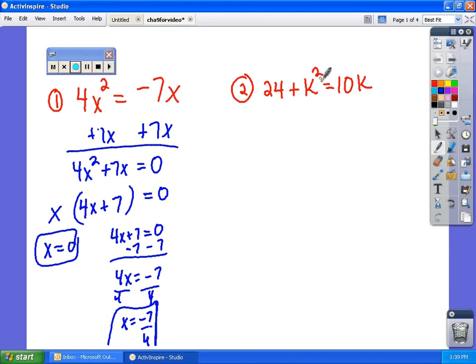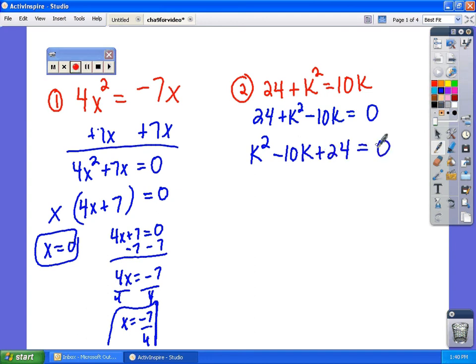Next one, same kind of problem. It's a quadratic because it's k squared, so I have to get it equal to 0. So I move the negative 10k over. But then I notice that it's not in descending order. So just to get it a little more clear for me, I'm going to put this in descending order. k squared is positive, negative 10k, and then the 24 is positive, which equals 0. And I notice it's one of those trinomials that is in the form of ax squared plus bx plus c.